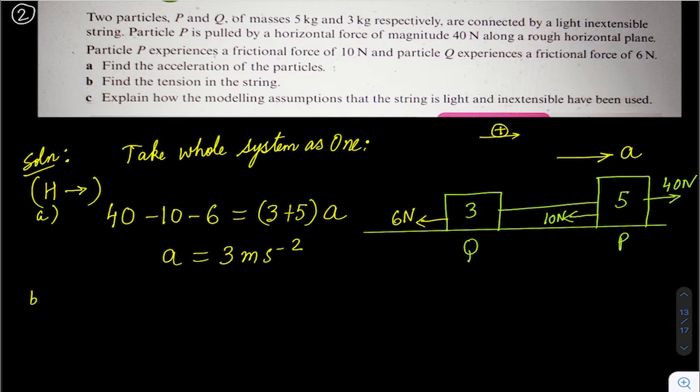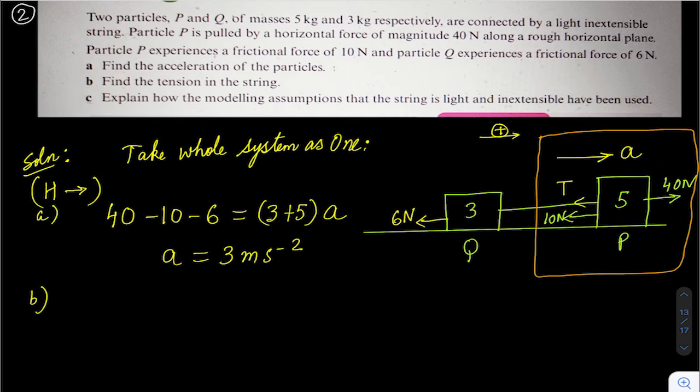My B part is find the tension in the string. For tension, we know that if this particle P is moving in the right direction, then tension will be acting in the left direction. Now this is important: I will consider only this part, that is, I will only consider particle P now. I don't have to consider particle Q.